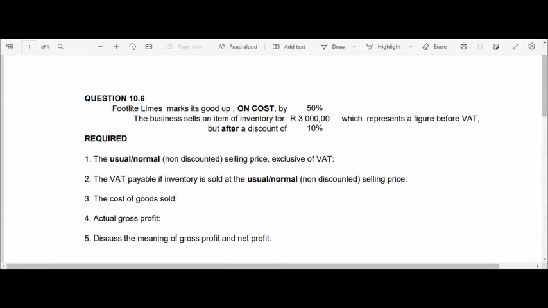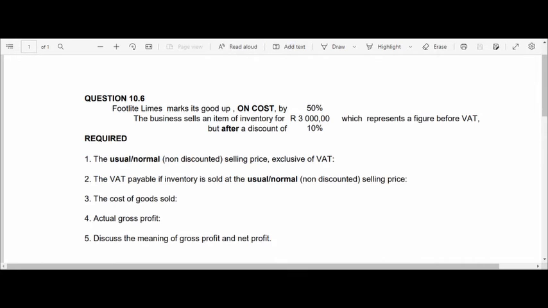So, ladies and gents, the first one, the usual or normal non-discounted selling price exclusive of VAT. In other words, the selling price if we have not discounted it. Right. Now, how are we going to go about doing that? Ladies and gents, we have to go and think. If we had not discounted it by 10%, how much would that amount have been?